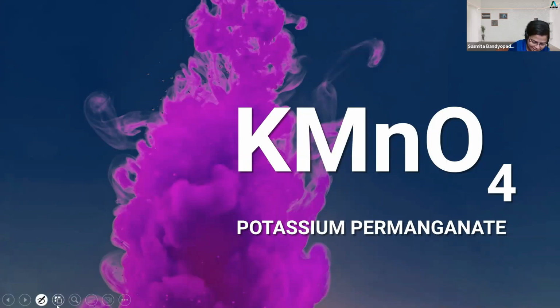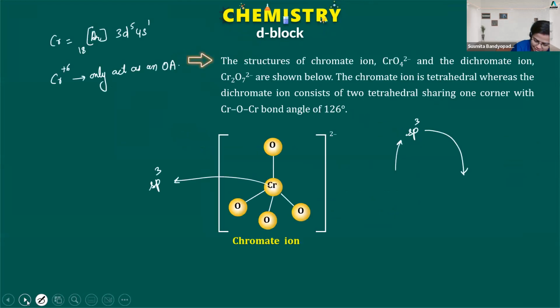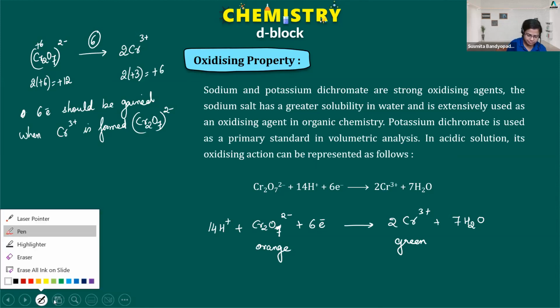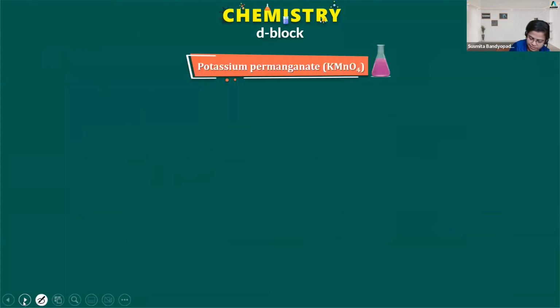And when the dichromate is reduced, this becomes orange to green. This one is orange to green. The other one, KMnO4, is purple or dark pink to colorless. All right, KMnO4. Let's welcome KMnO4 first.